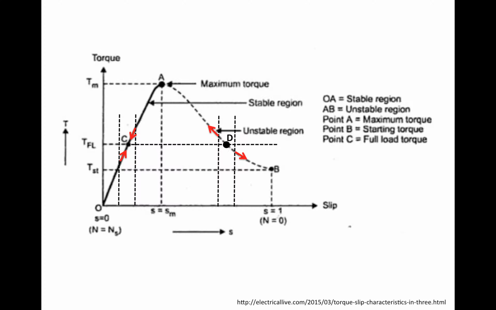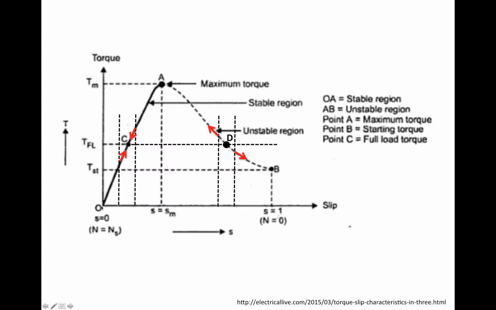The next thing we're going to talk about for the torque slip curves is the separation of stable regions and unstable regions. We're just going to look at the positive slip side, but you can imagine on the negative slip side, the curve is exactly the mirror image. So the stable region for the positive slip can be mirror imaged to the negative slip side. So what's actually the stable region?